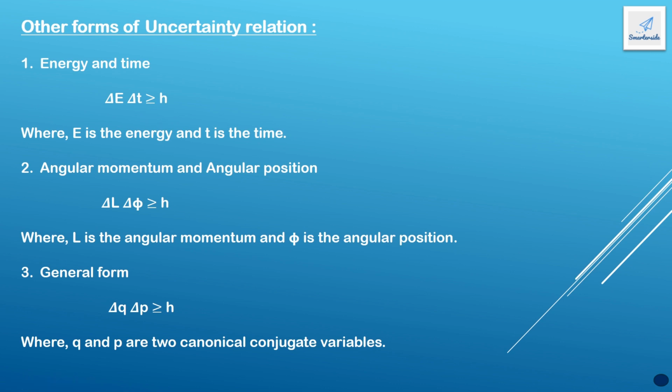And if we again change the canonical conjugate variables to angular momentum and angular position, then we will have the uncertainty relation as delta L into delta phi, which is greater than or equal to h. And as you all know, L is the angular momentum and phi is the angular position. So we can go on writing the various uncertainty relations, but here let us just write the general form so that you can just substitute there. Generally we can write the uncertainty relation as delta q into delta p, which is greater than or equal to h. Here q and p are the two canonical conjugate variables.